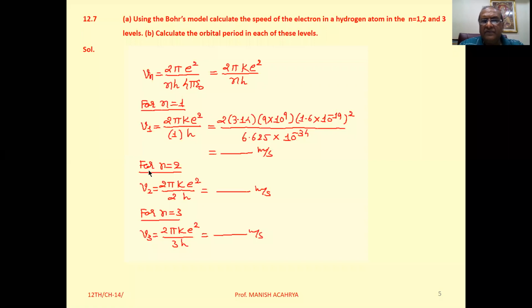Then after, for n equal to 2, n equal to 3, now directly you can use this answer of V1, because V1, that is 2 pi k e square by h. So this particular portion 2 pi k e square by h, that you can write as V1. So you can write V2, that is V1 by 2.